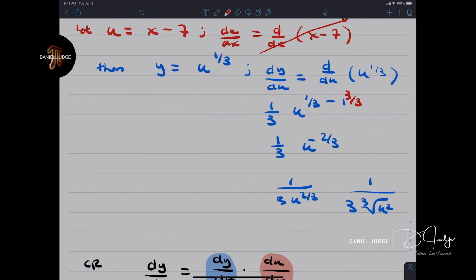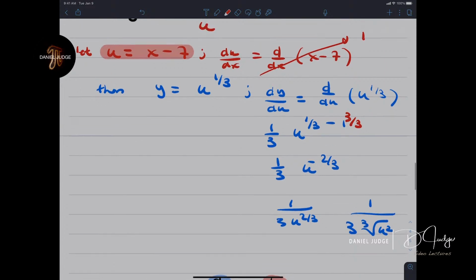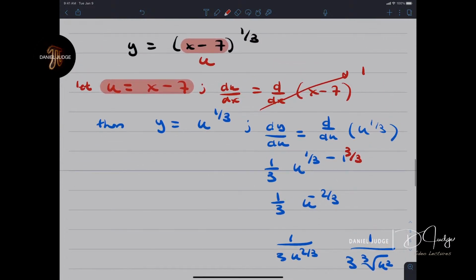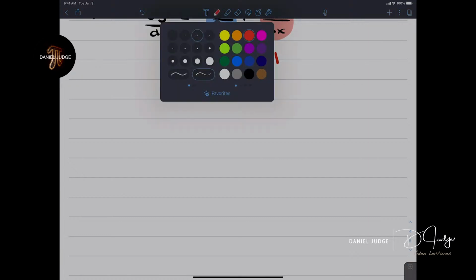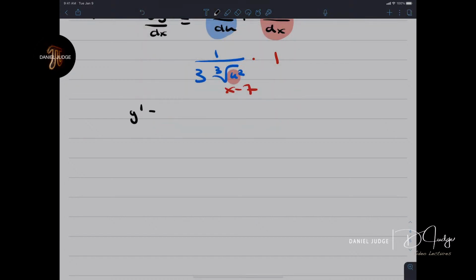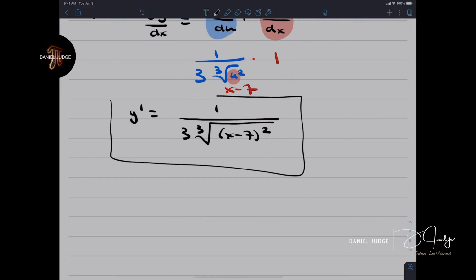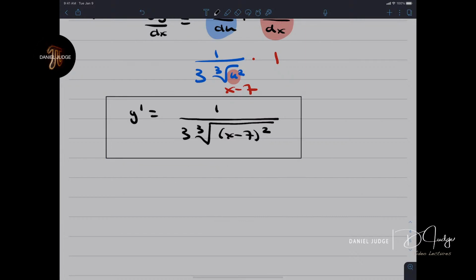Don't forget what u is. Right? U is going to be x minus 7. So x minus 7 I replace down here for this u, x minus 7. So let's see what this is all together. 1 over 3 cube root of the u, which is x minus 7 to the 2nd power here. And there we go.